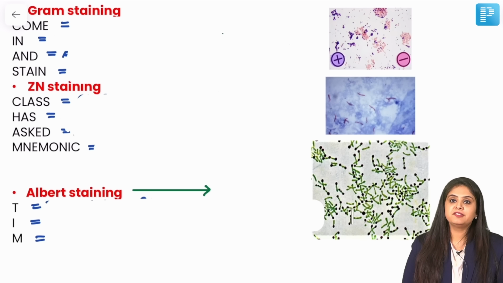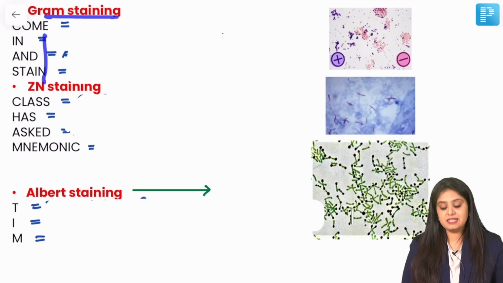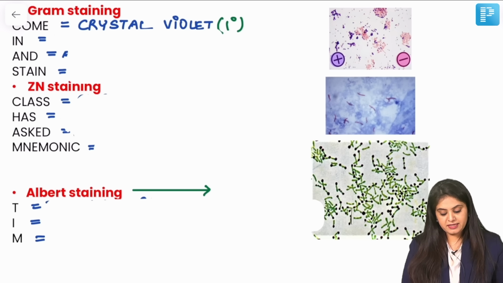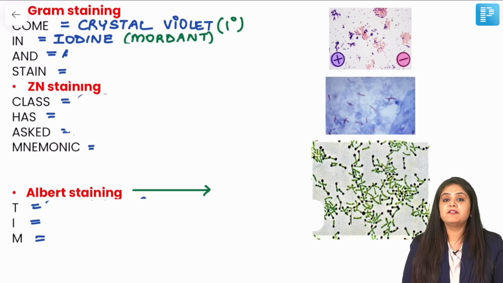The first one are the 3 stains, Gram staining, ZN, and Albert stain. Gram stain, as we know, comes in a mnemonic, where C stands for crystal violet, and that is the reason I can see that the gram-positive are purple in color. Thereafter, we have a mordant or a fixer, which is going to be iodine.